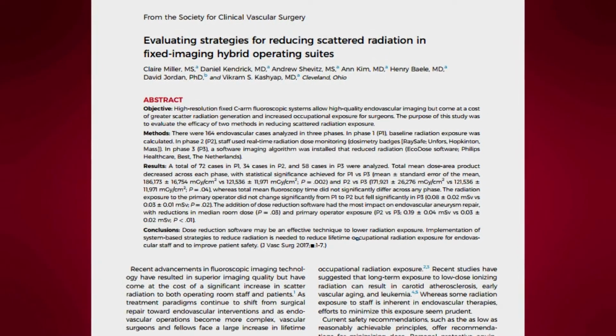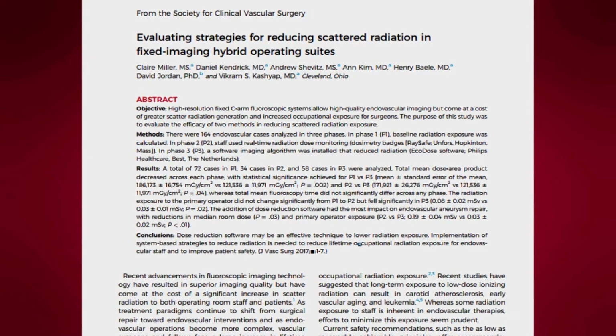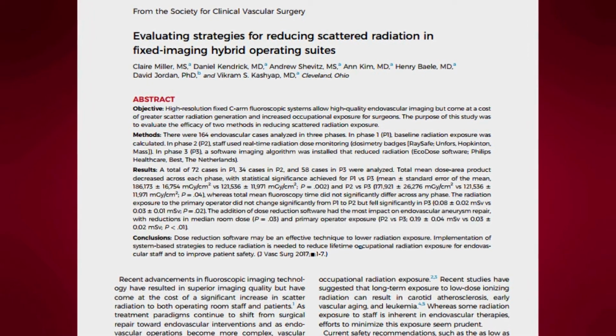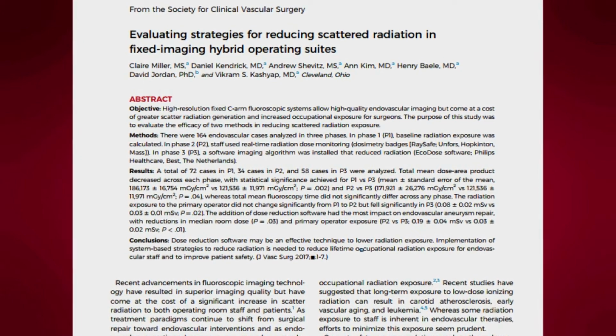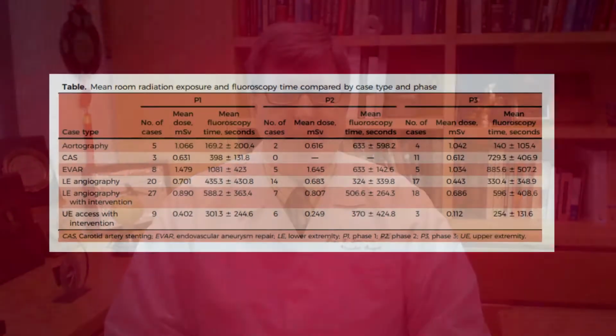The editor's choice for this month is a paper from Case Western Reserve, Evaluating Strategies for Reducing Scattered Radiation in a Fixed Hybrid Operating Room Suite by Miller and colleagues. They analyzed 164 endovascular cases for methods of reducing scatter radiation, using 3 separate methods. First, routine lead and time controls, versus second, real-time radiation dose monitoring, and finally by using a software imaging algorithm.